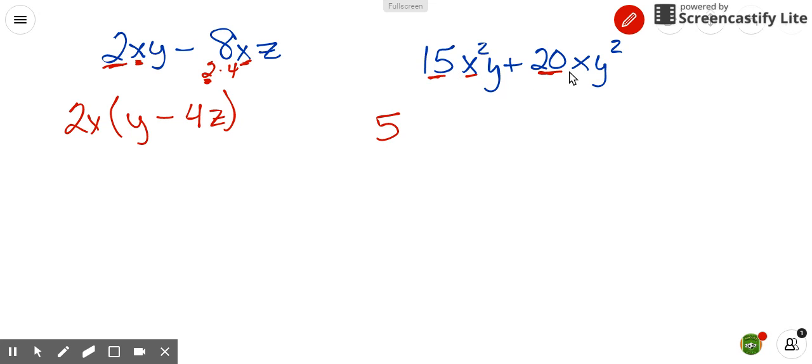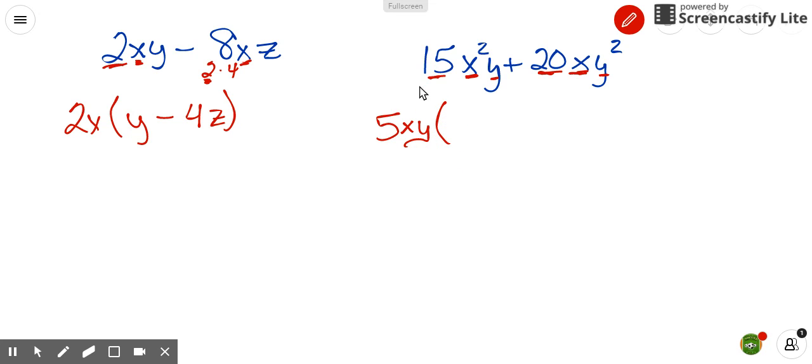They both contain x's. This term here contains one factor. This term contains 2 factors. Therefore, they both contain at least one factor. I have one factor of y here, 2 factors of y here, so I can take out one y.